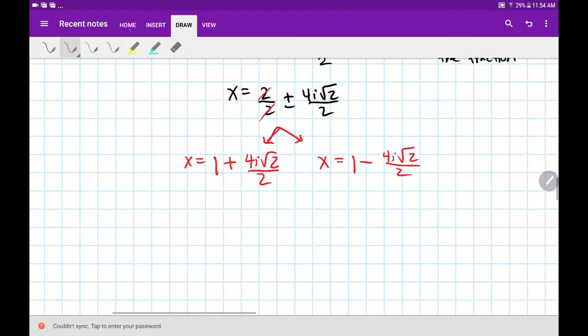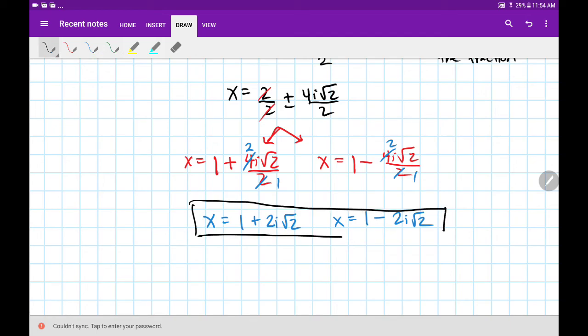Okay, let's finish this out. This simplifies, becomes a 2, that becomes a 1. Same here. And so my 2 answers are x equals 1 plus 2i root 2, and x equals 1 minus 2i root 2. We got 2 imaginary solutions in this case.